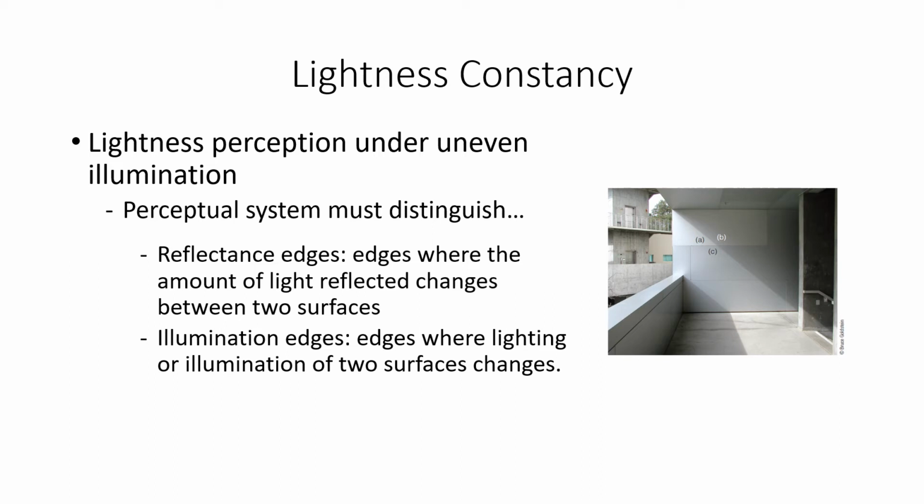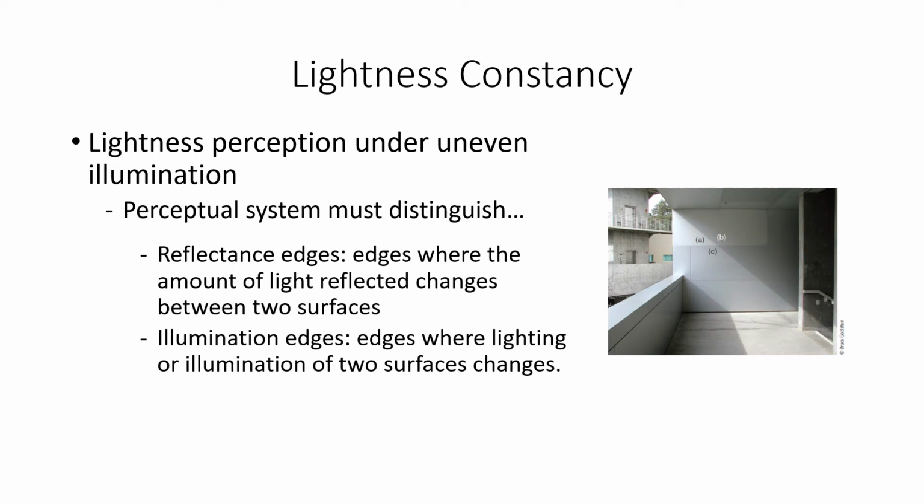But in this example, we're going to look at A versus C. Okay, so A versus C is a difference in the reflectance edge, where A is obviously part of a lighter gray rectangle on this wall, and then C is part of the darker gray part of the wall. So that's a reflectance edge. And if we also look at A versus B now, we can tell that B is a shadow, and that A and B are the same reflectance, and that between A and B is an illumination edge.